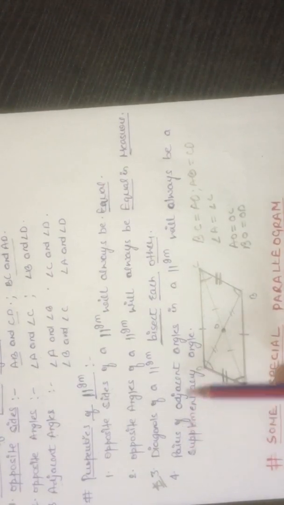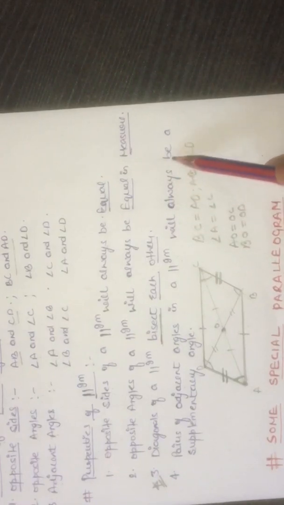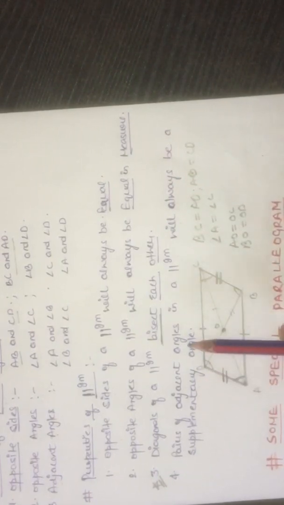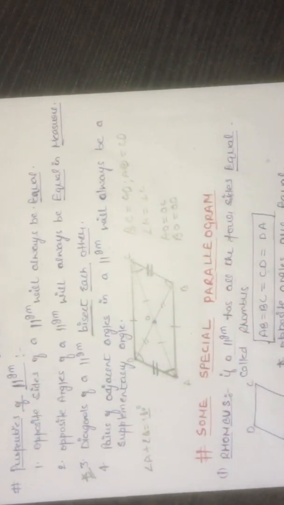Now, pairs of adjacent angles in a parallelogram will always be supplementary angles. That means angle A plus angle B equals 180 degrees. This is the meaning of supplementary angles: the sum of two angles is 180 degrees. Yes or no?